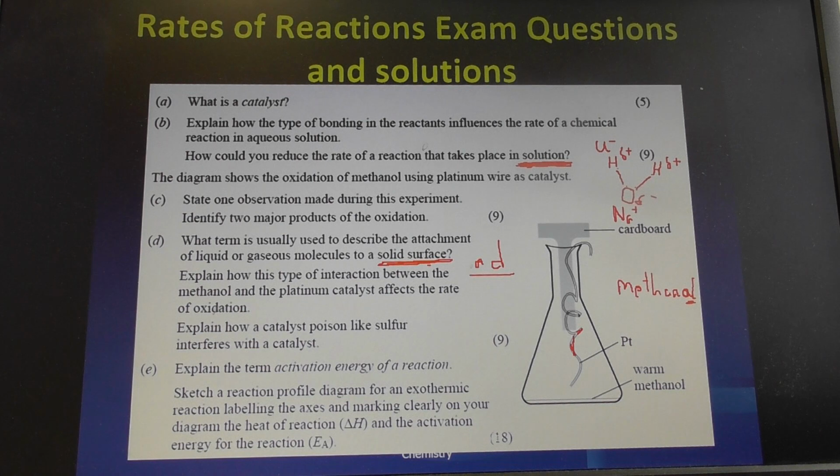Explain the term activation energy of a reaction. The activation energy is the minimum amount of energy, effectively, that colliding molecules must have for the reaction to take place between them. And you know that for molecules to react, they must come in contact with each other. They must collide. And when they collide, then you get the product.